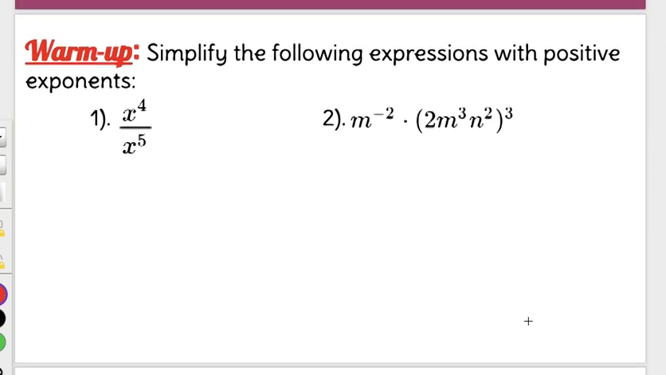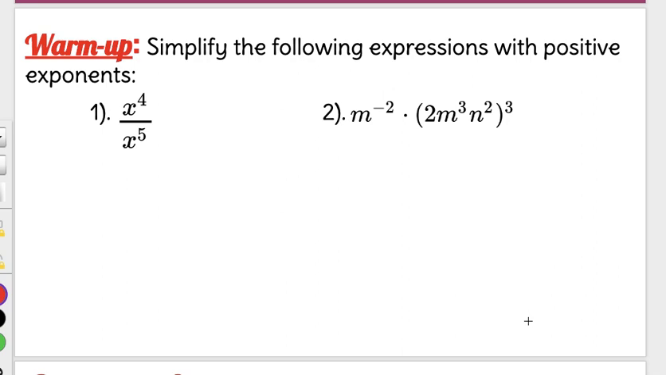Let's check these two examples here. We are going to simplify the expression with exponents, and show the answer in positive exponents. Let's see the first one. When we divide powers, as we remember, the rule is we subtract exponents. So this is 4, 5, then we subtract, and the answer is -1.